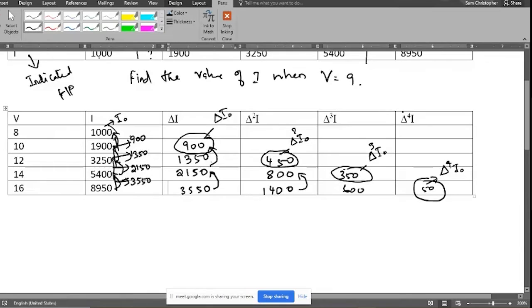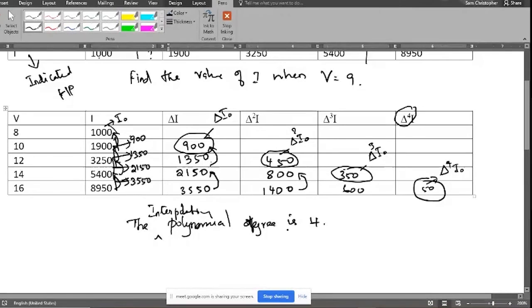Okay. Now, since the power is up to delta power 4, what's the name of the polynomial? Approximating polynomial or interpolating polynomial. The degree of it is 4. For del power 4, you should use the interpolating polynomial of degree 4. If it is up to 3, you have to use 3.